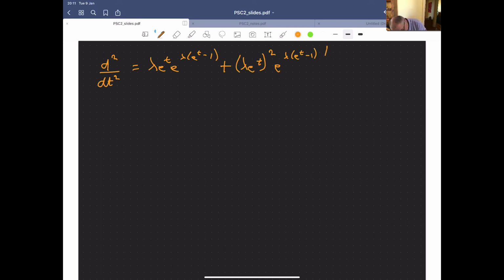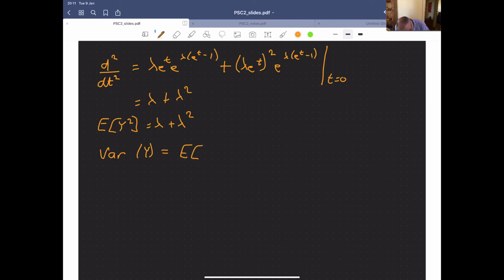So now we will set t equals 0, and this whole thing should collapse down to lambda plus lambda squared. And so that means that the expected value of y squared equals lambda plus lambda squared. And finally, the variance of y equals the expected value of y squared minus the expected value of y all squared. So that's lambda plus lambda squared minus lambda squared, which is lambda.